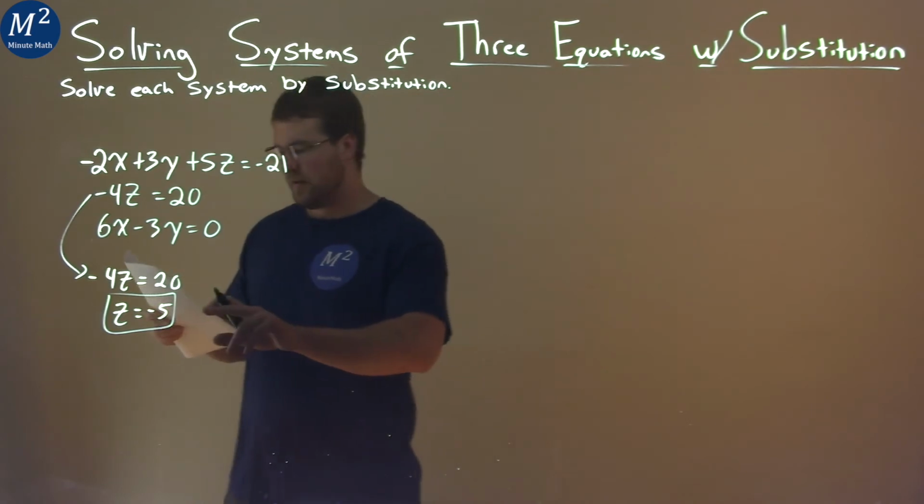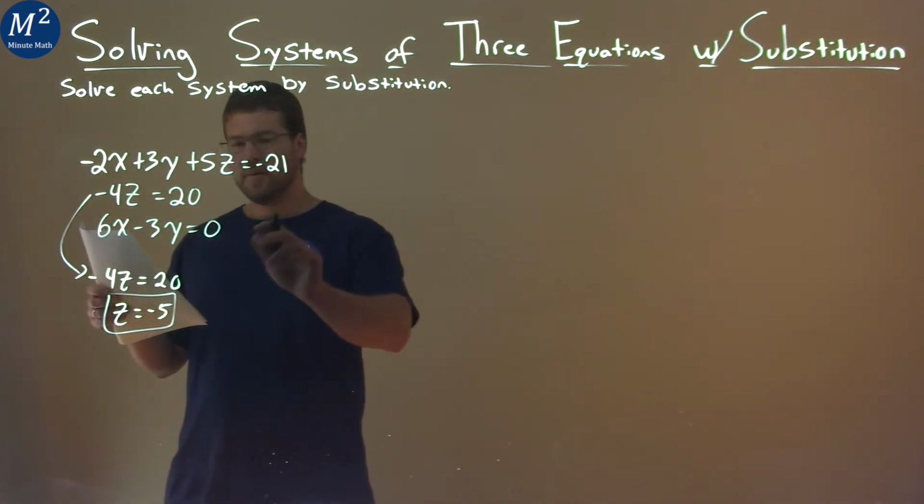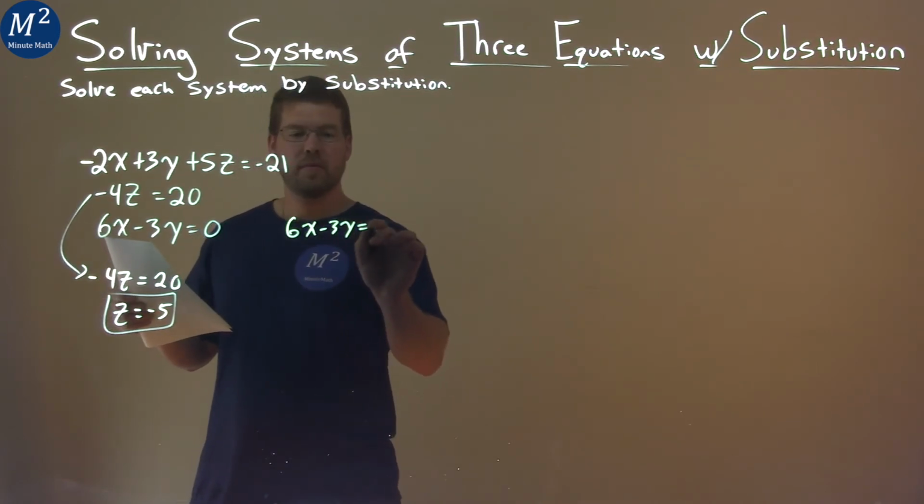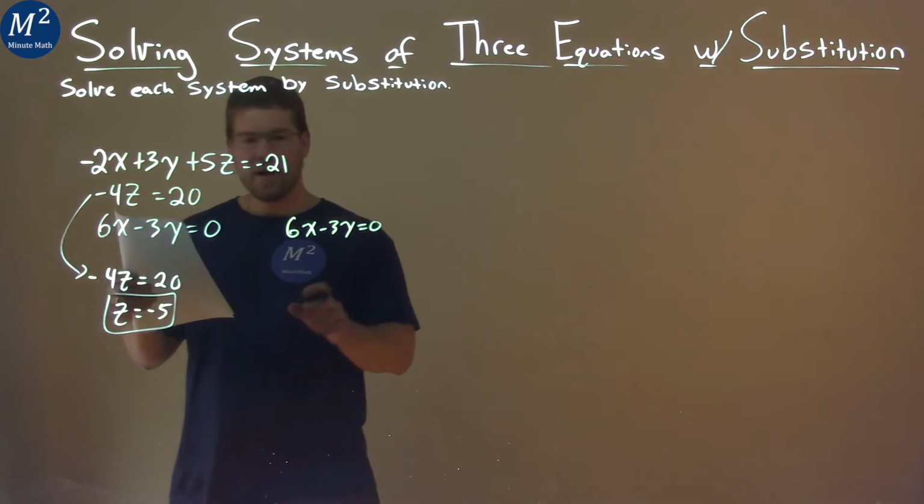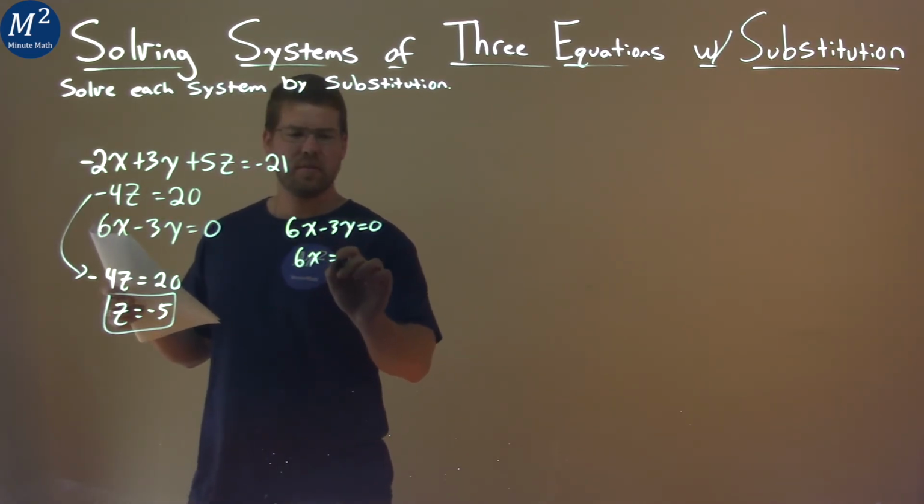Where can we go from here? Well, we also know the third equation right here, 6x minus 3y equals 0. If I add 3y to both sides, I have 6x equals 3y.